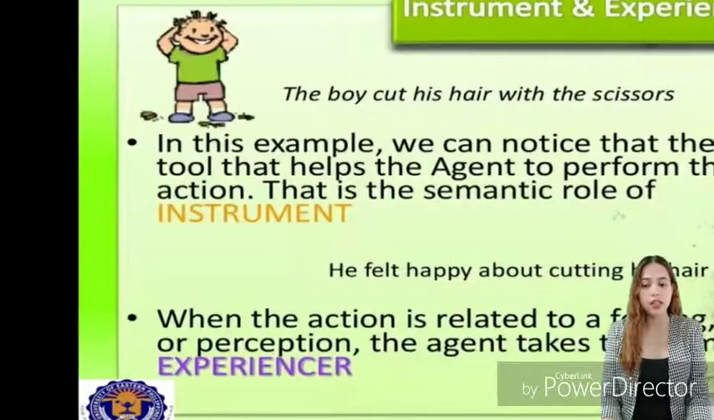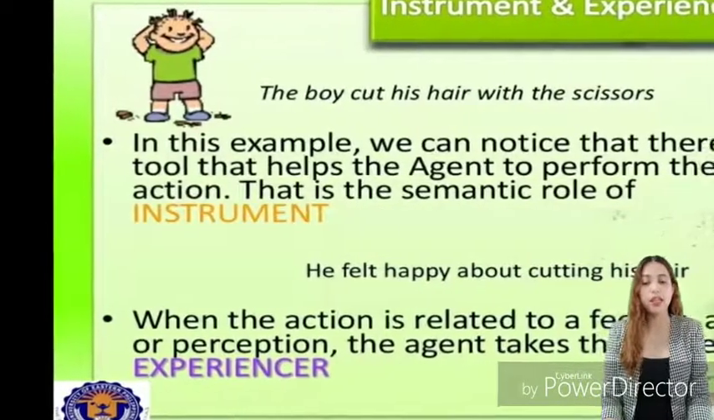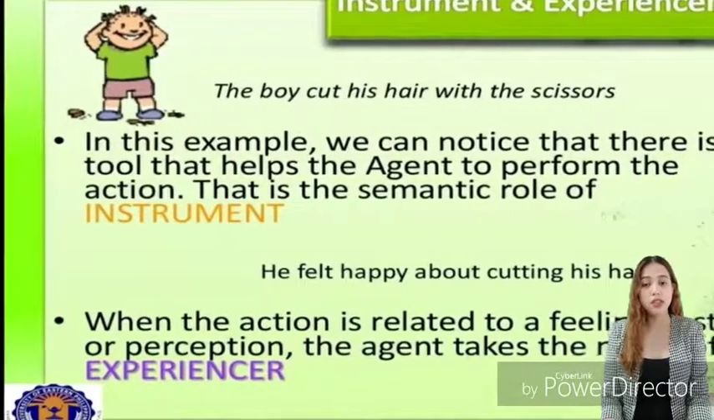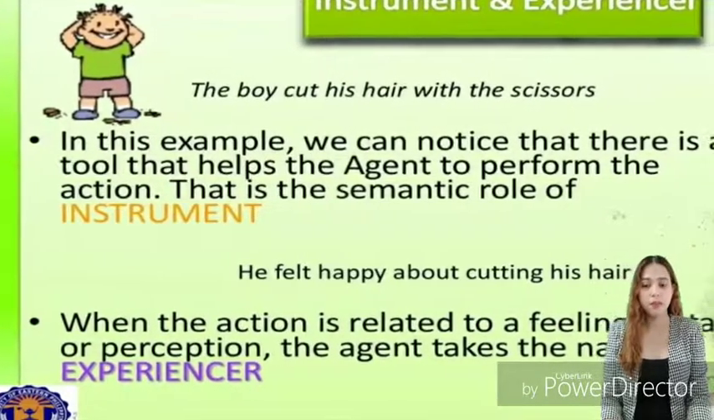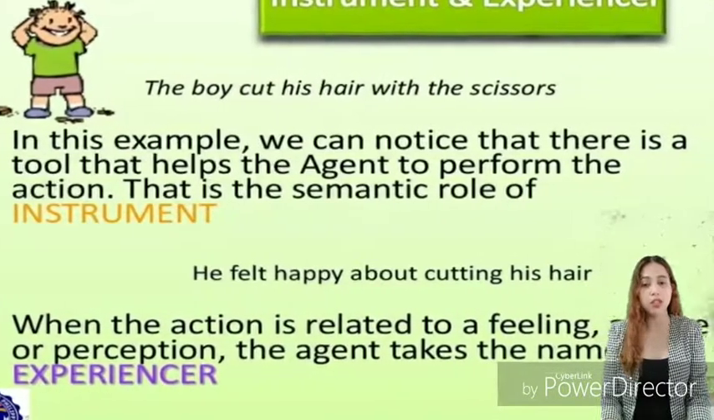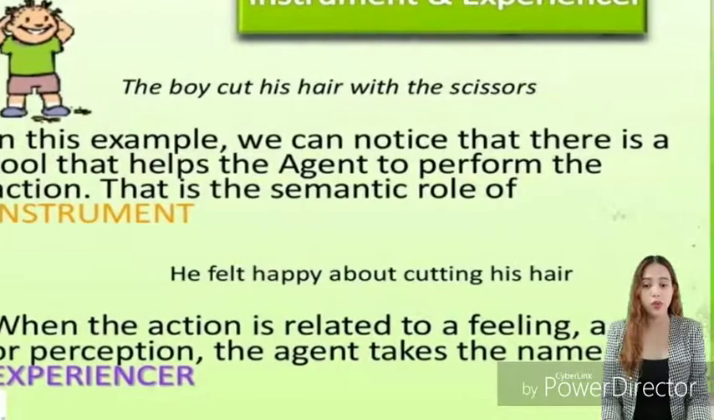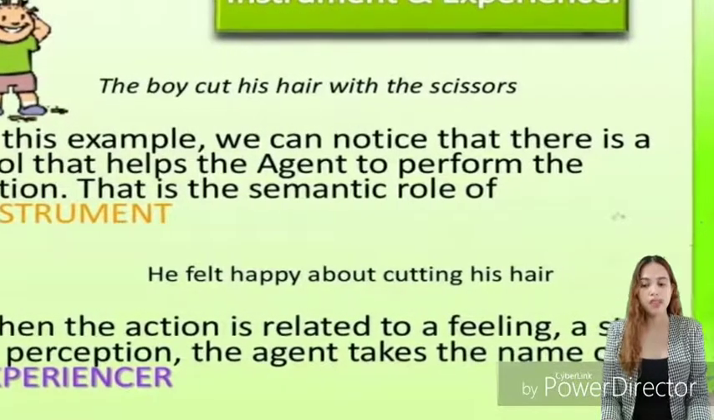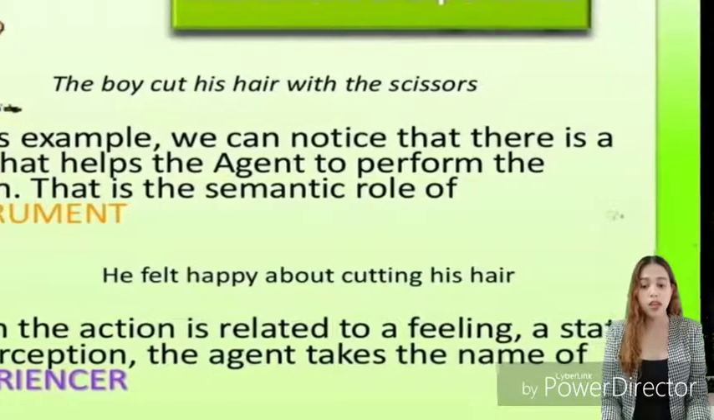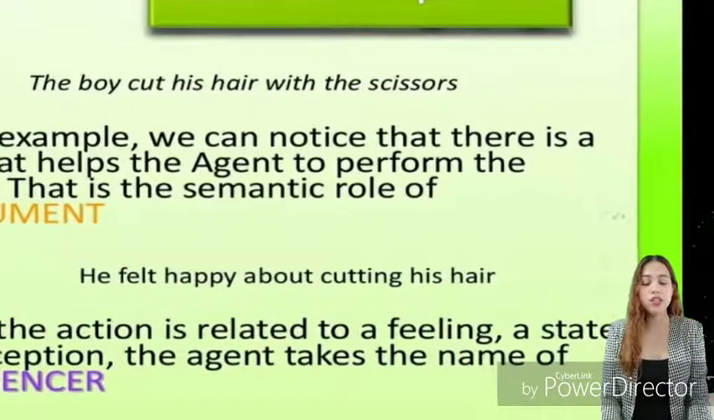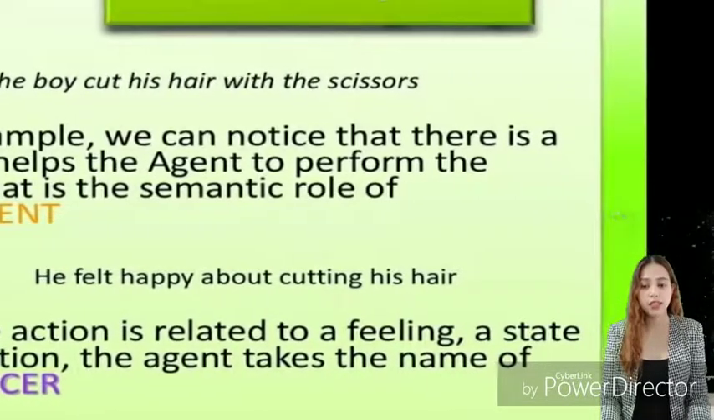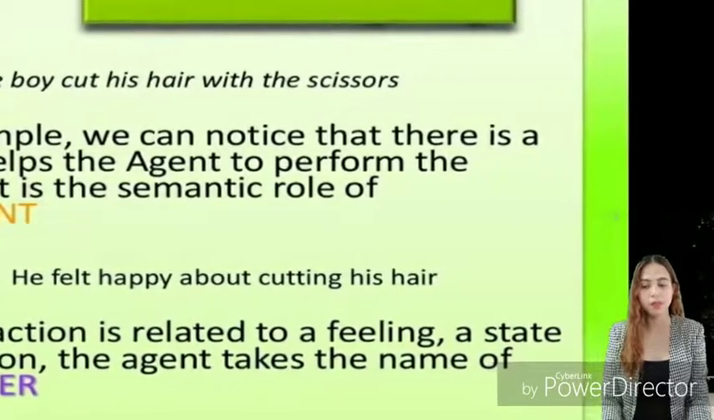Next, we have instrument and experiencer. Take a look at sentence number 1. The boy cut his hair with the scissors. In the example, we can notice that there is a tool that helps the agent to perform the action. That is the semantic role of instrument. Take a look at sentence number 2. He felt happy about cutting his hair. When the action is related to a feeling, a state, or perception, the agent takes the name of the experiencer.